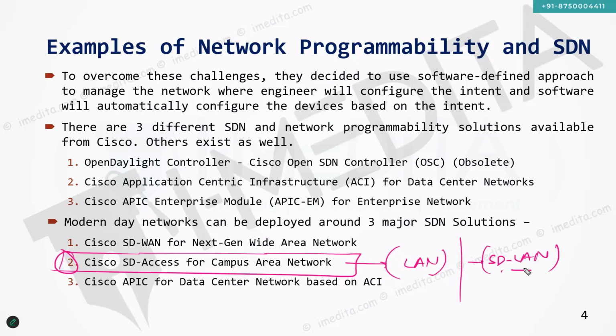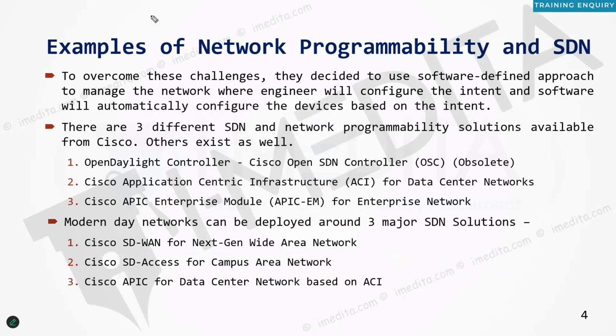It is a software-defined approach to manage a local area network. So it is, in fact, the SD LAN. Cisco calls it SD-Access for the campus area network. For the data center network, they have a different solution. For the data center network, they have ACI. They have this concept called ACI APIC. APIC, Application Policy Infrastructure Controller. APIC is the name of the controller that they use in the data center environment.